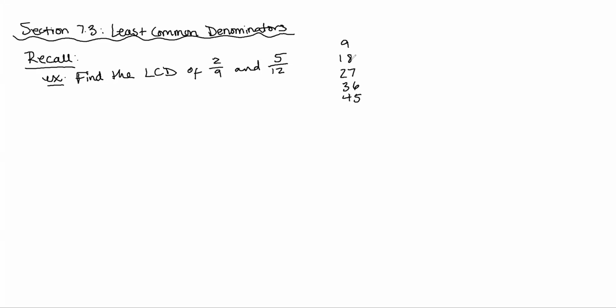We could keep going. If I go ahead and list out the multiples of 12, we have 12, 24, 36, and you want to stop when you find the smallest number that they both go into. And notice that this number, our LCD, is always bigger than the numbers that we started with, unless the number were to be one of the numbers that we started with. So it's either exactly what we started with or bigger than what we started with, but never smaller. So our LCD for this one is 36.